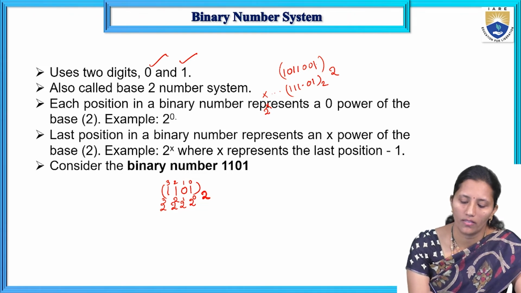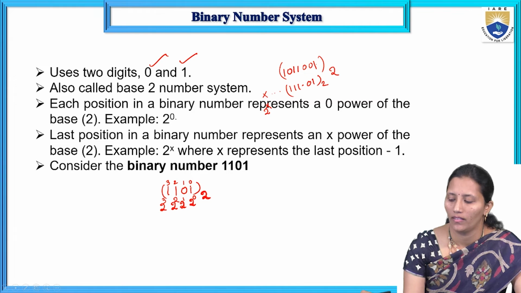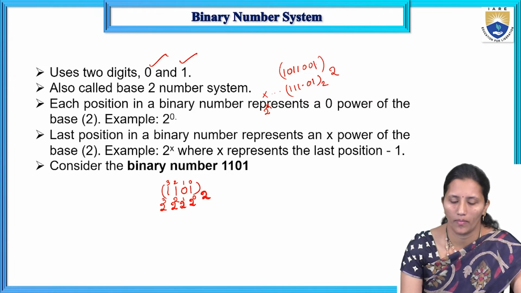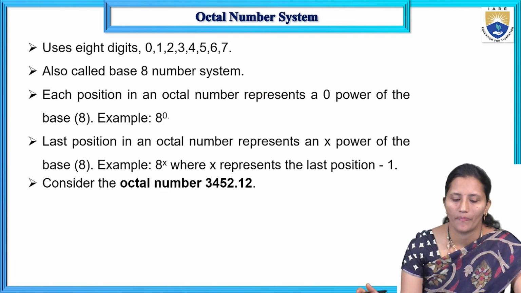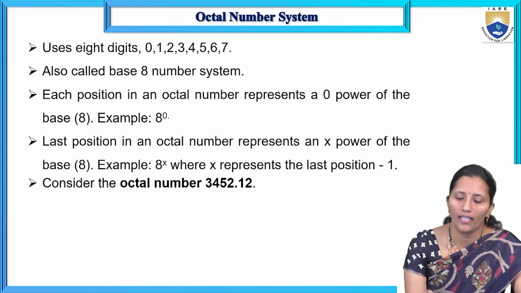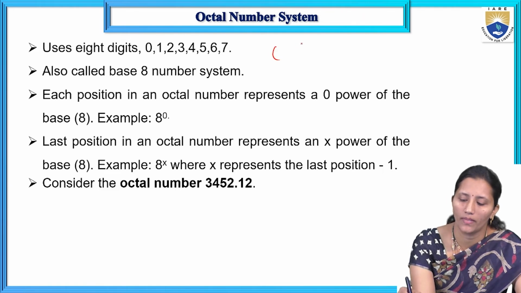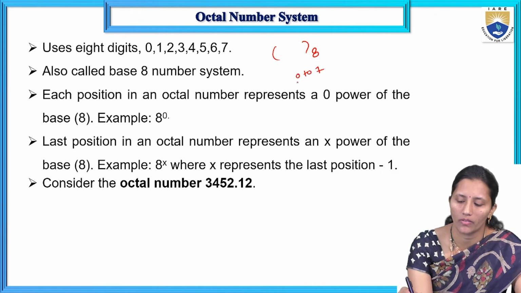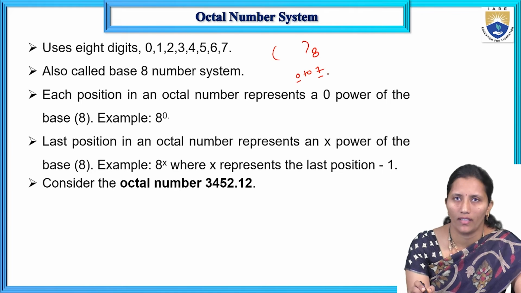So, here first we will have to know what is the radix of the number, what is the digit weight of that number, and the position of the number. Okay. So, here octal number system. In the octal number system, the base is 8. Here we will use the numbers 0 to 7, total 8 numbers, that start from 0 and end with 7.